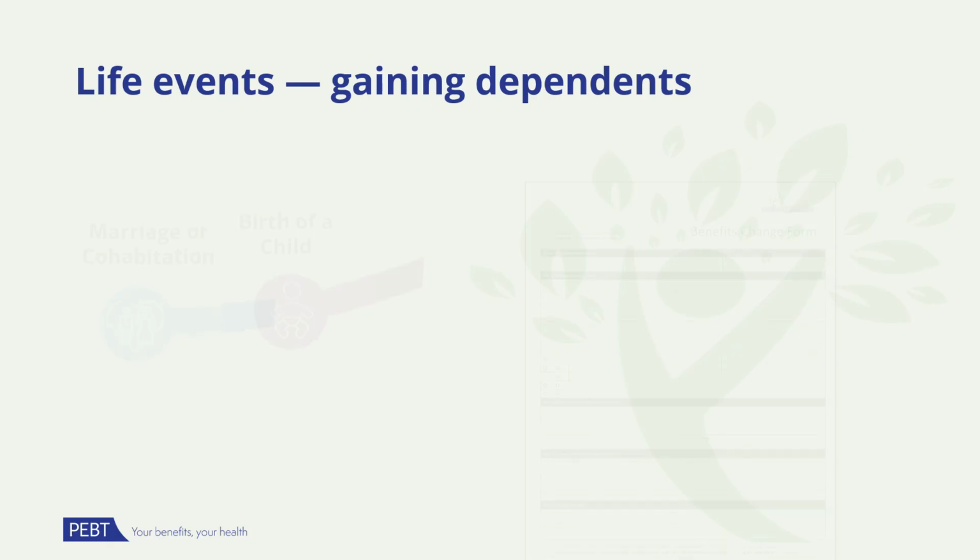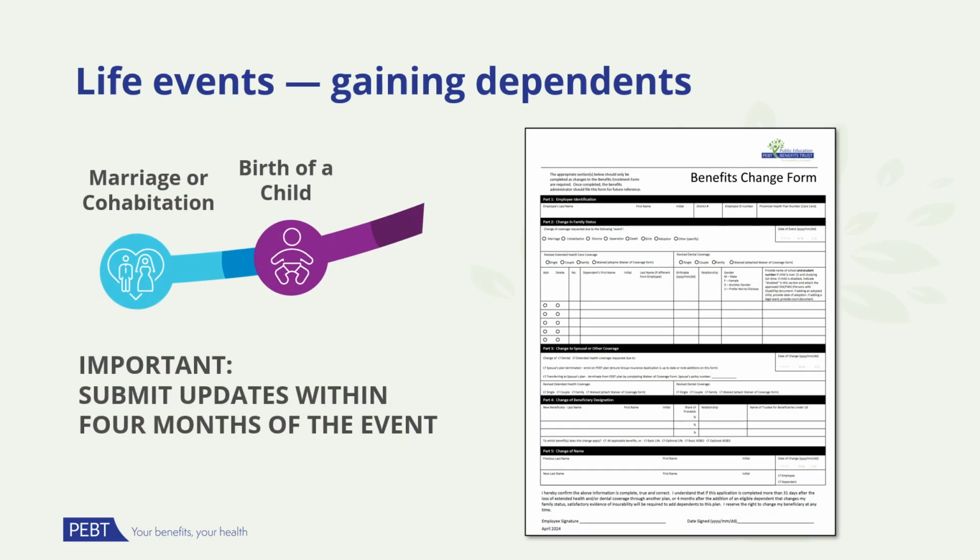When an employee gains a spouse or child, they have 4 months from the spouse and or child's initial eligibility date to provide a signed change form, or the dependents will be considered late applicants. For example, if an employee gets married, they have 4 months from the date of the marriage to provide the signed change form. Or if they give birth or adopt a child, they need to provide the signed change form within 4 months of the birth or official adoption date.